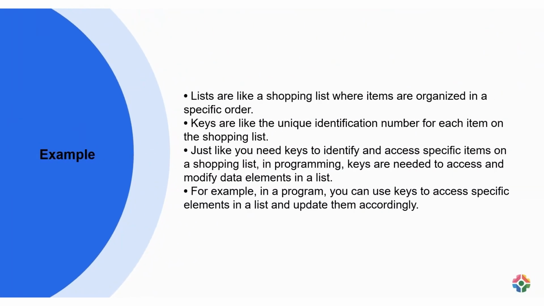Lists are like a shopping list where items are organized in a specific order. Keys are like the unique identification number for each item on the shopping list. Just like you need keys to identify and access specific items on a shopping list, in programming, keys are needed to access and modify data elements in a list. For example, in a program, you can use keys to access specific elements in a list and update them accordingly.